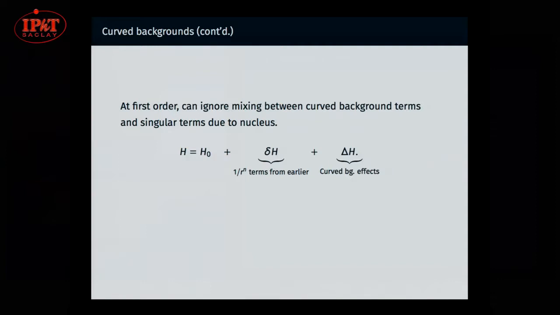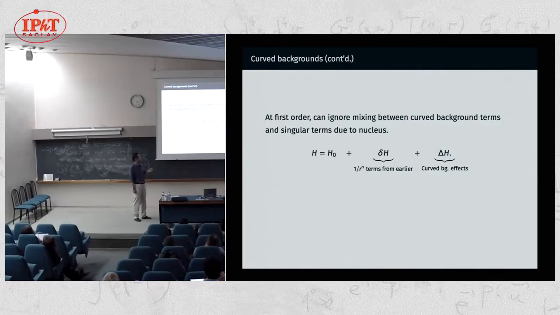So at first order, I'm well within my rights to ignore any cross terms between this new background effect I'm keeping around and these 1/r potentials I've calculated earlier. So at this order, all I really do is I have an additional contribution to the Hamiltonian. Everything here follows as before, and now I just have to figure out what this delta H is going to say.